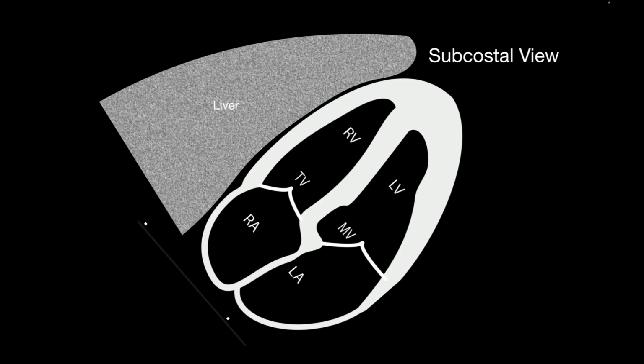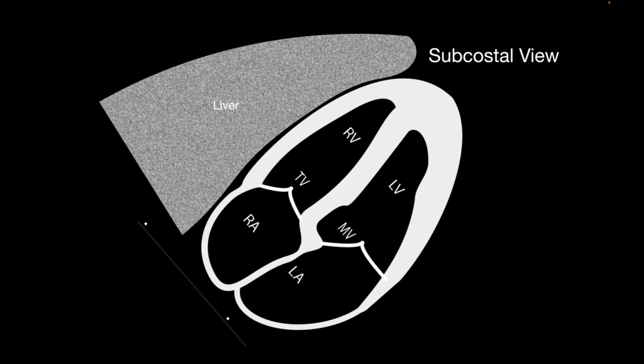And finally, we've got the subcostal window, and in this window it's really good to try and get some liver in the foreground. So you get your probe under the xiphoid process, usually slide it back away towards the liver a little bit on the right side, and try and get a slice of liver, which is a good acoustic window to look through and into the right ventricle.